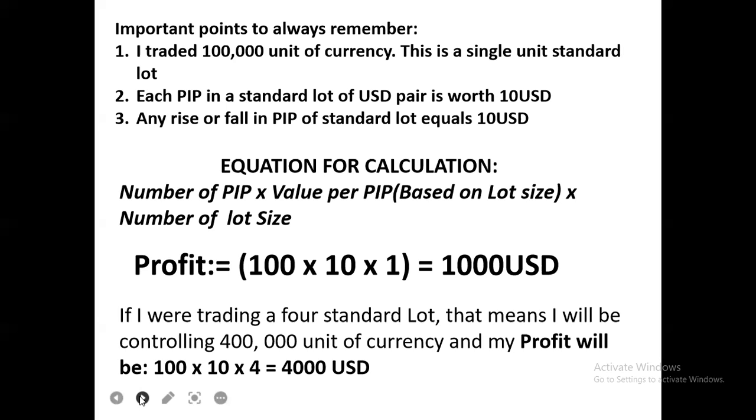So if I were trading 4 standard lots, that means I will be controlling 400,000 units of currency, and my profit will be 100 times 10 times 4. What changed is the last digit. Why? Because I am now trading 4-unit standard lot. So multiply it by 100, which is a change in the third column, times 10 US dollars, which is the value per pip in the standard lot, and 4. That will give me 4,000 US dollars.